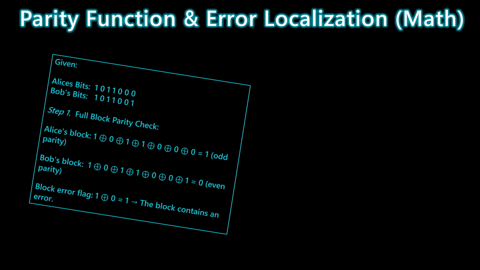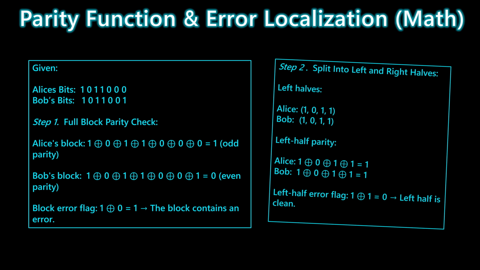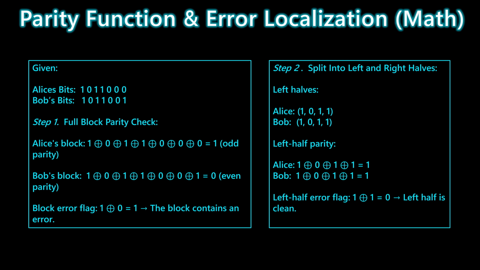Now, let's walk through an actual example to see how this plays out in practice. Here, Alice and Bob each have a block of 7 bits. At first glance, their blocks look the same. But as we already discovered, the parities don't match. That means there's definitely at least one error hiding in this block. So the first thing they do is split their block into two halves, a left half and a right half. Each of them computes the parity for those halves separately.